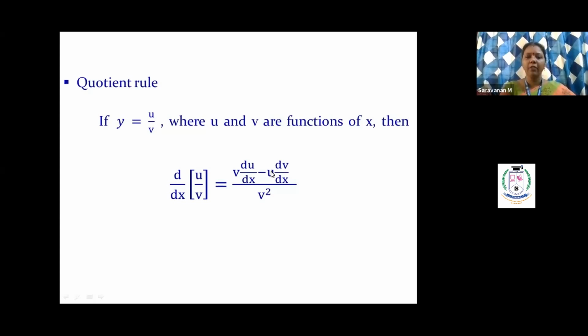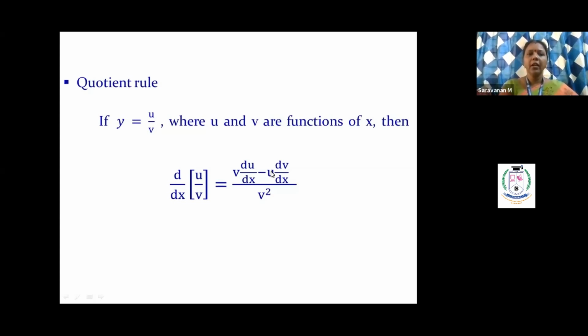I used to say always square the denominator first, and then proceed with the numerator. We keep v as it is, differentiate u. Write v as it is on the numerator and differentiate u, minus write u as it is, then differentiate v. So this is the quotient rule. So we have seen three rules: addition or subtraction, product, and quotient. This is what we are going to use in this differentiation.